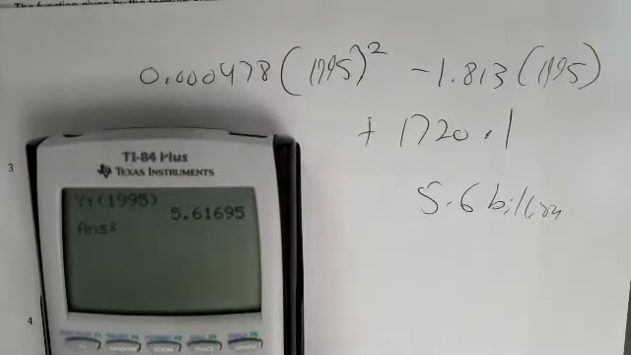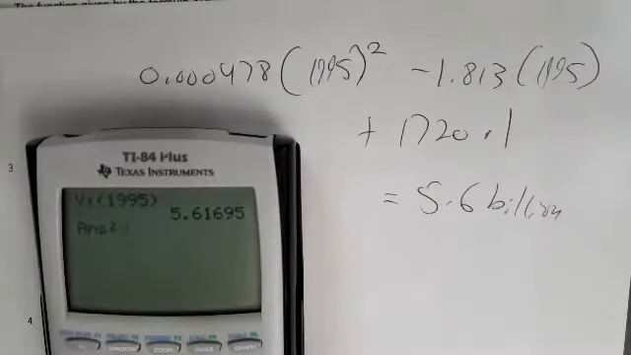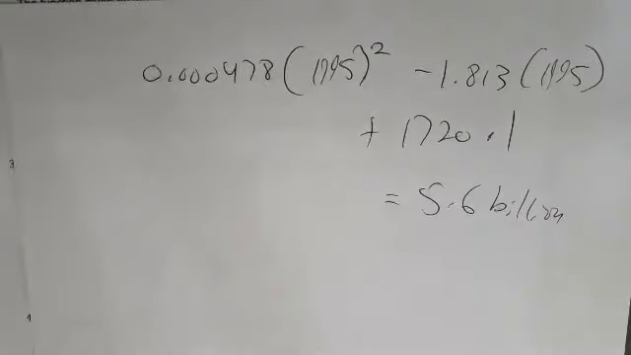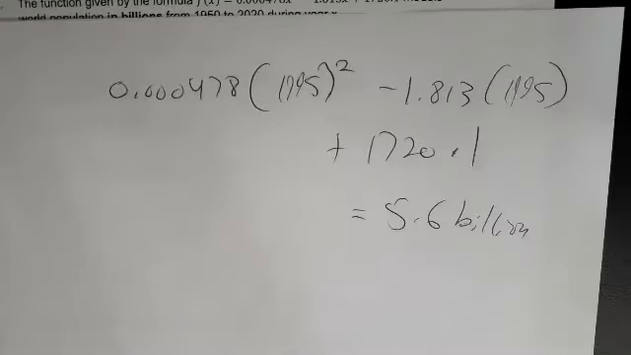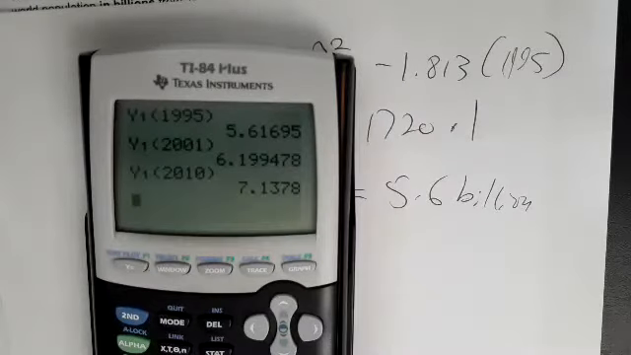The other thing is if I plug 2001 into my x instead of 1995. If you wanted to go to your table, you could do that too. I'm getting around 6.2. They said a different year, right? 2010, sorry. It helps if you put in the right year that they tell you. That's where they're getting the 7.1 billion.